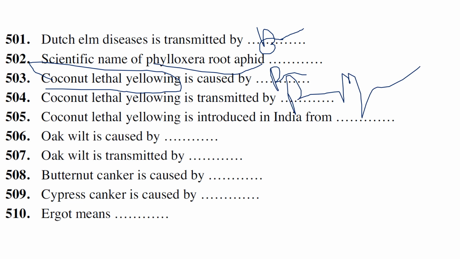Next one: coconut lethal yellowing was introduced in India from which country? Coconut lethal yellowing was introduced from Cuba. Oak wilt is caused by Ceratocystis fagacearum, now called Bretziella fagacearum. If Ceratocystis fagacearum is not there in the options, then go with Bretziella fagacearum.